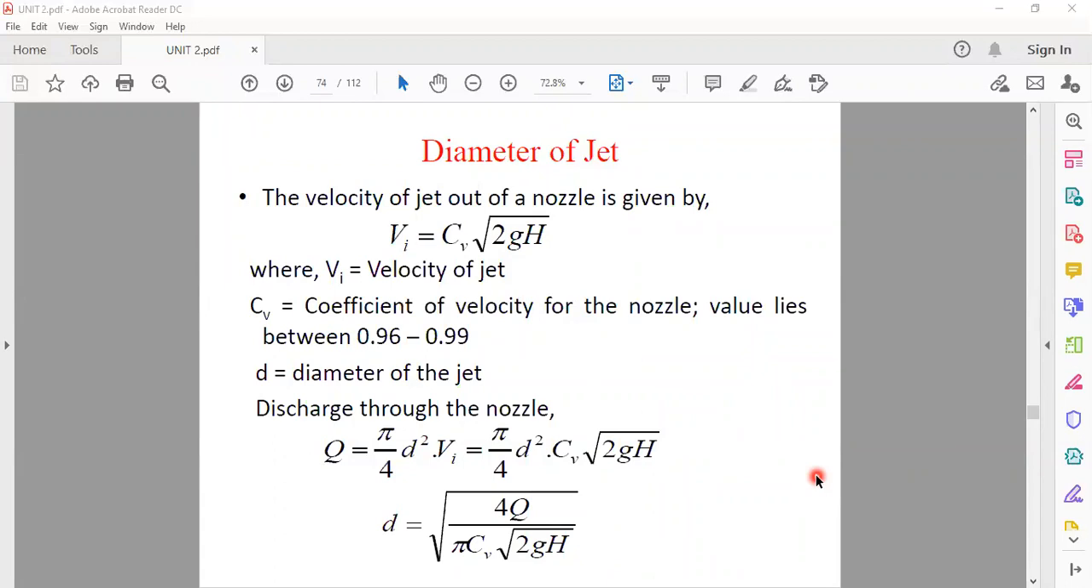Values rise between 0.95 to 0.99. D is the diameter of the jet discharged through the nozzle. Q equal to pi by 4 d square Vi, which is pi by 4 d square Cv under root of 2gh. So D equal to under root of 4Q by pi Cv under root of 2gh.